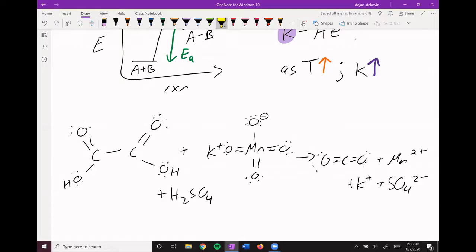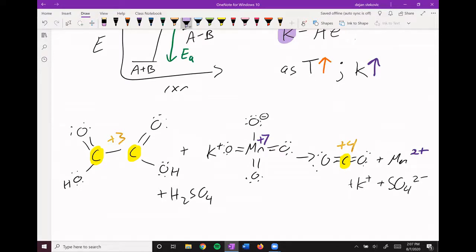And so if you think about what's going on in here, if you take a look at these carbons, they're going from this oxalic acid into this carbon dioxide. If you think about the oxidation states here, they're both +3 over here, and so they're +4 over here. So it's getting oxidized. And our oxidant here is the permanganate. This permanganate, if you think about the oxidation state of this manganese, it's +7 over here, and obviously +2 over here. And so that's going to be reduced.